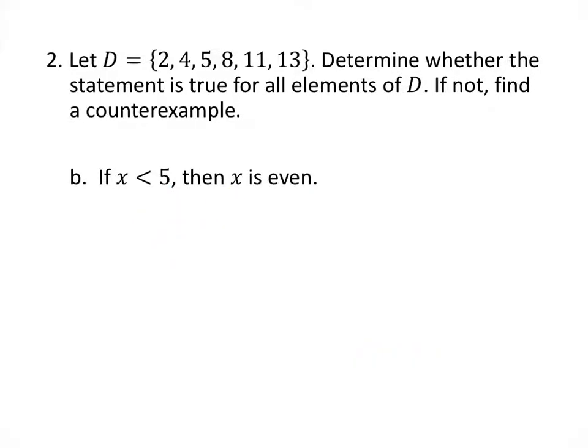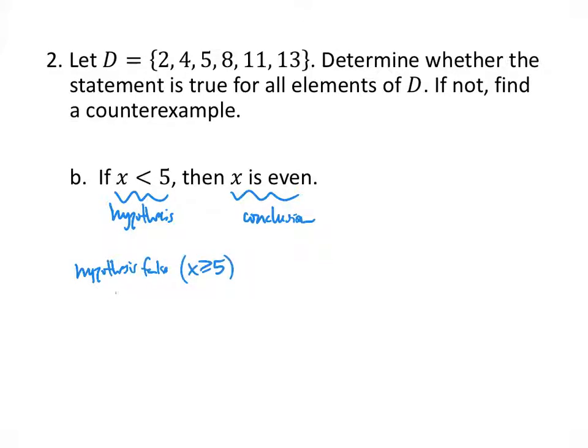Again, we've got an if-then statement, and we want to know which numbers make this statement true. So again, we're going to look at our hypothesis and our conclusion. And we know that anything that makes the hypothesis false is automatically on our list. So hypothesis false would be x greater than or equal to 5. So that would be 5, 8, 11, and 13. So those automatically make it on our list.